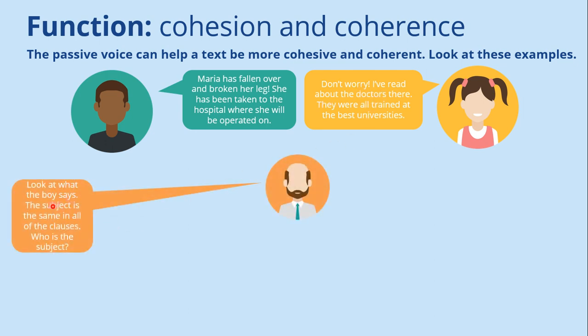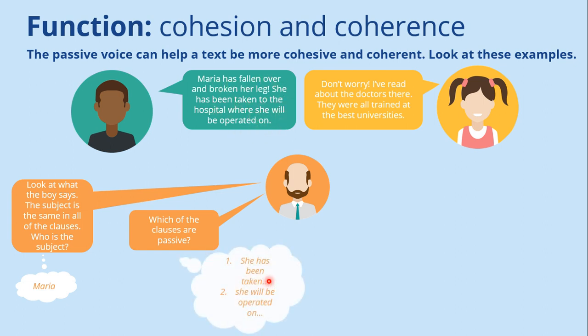Look at what the boy says. The subject is the same. Maria, she has been taken to the hospital where she will be operated on. So the subject is all the same. Who is the subject? That is Maria. Which of the clauses are passive? That is, she has been taken and she will be operated on.